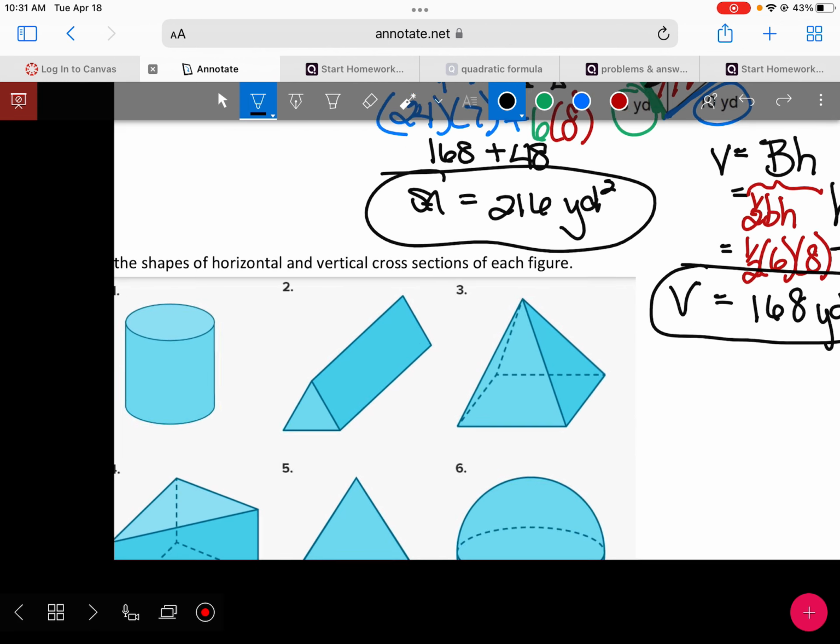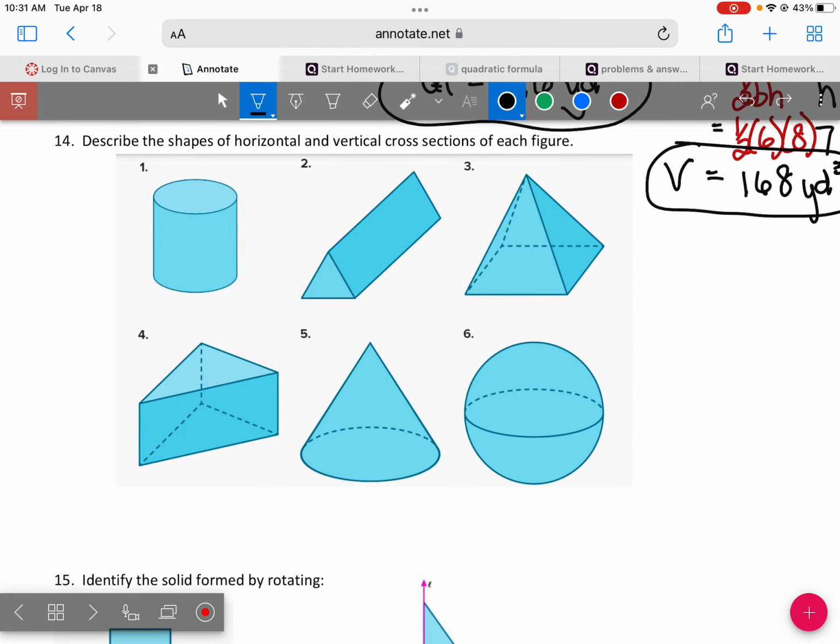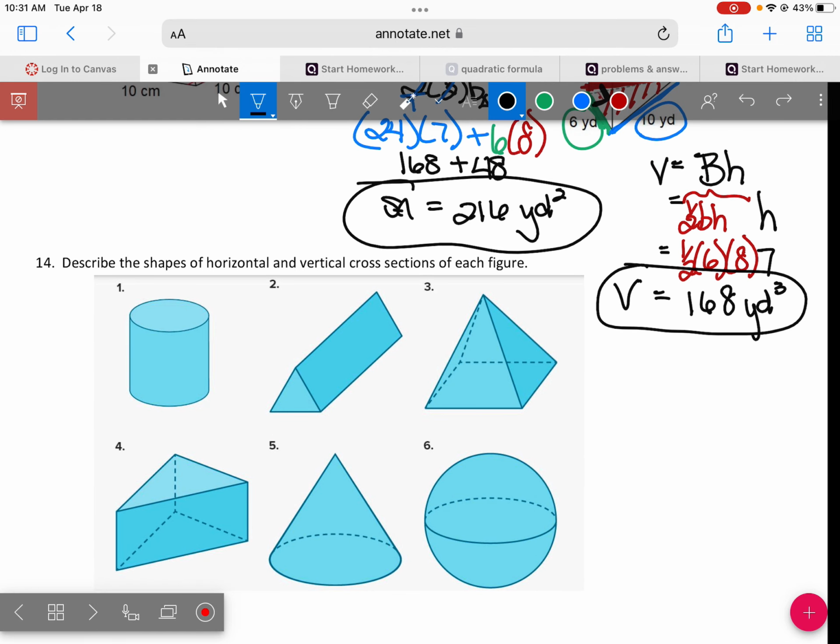All right, I'm going to skip 14 for just a minute. Is that just naming the shapes? The cross sections, not the shapes, the cross section. If I cut a horizontal cross section, that's a circle. The other one's a triangle. If I do a vertical cross section, this is a rectangle.